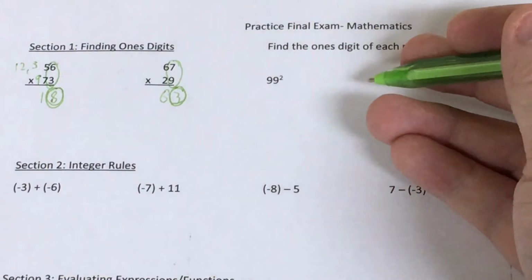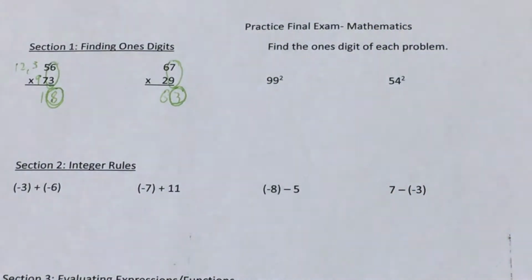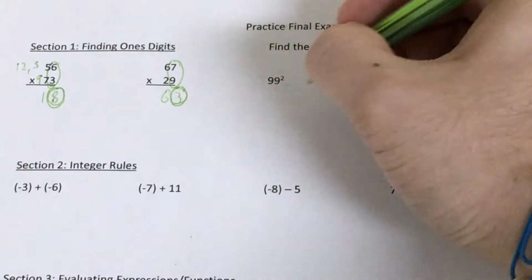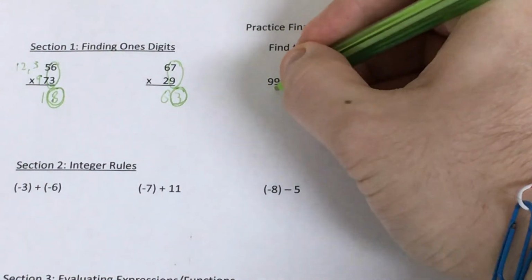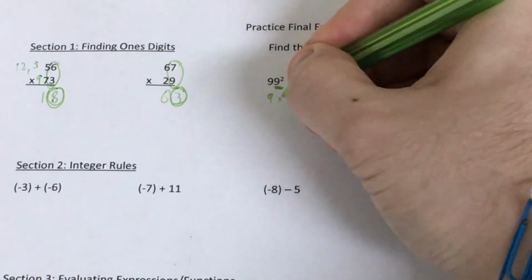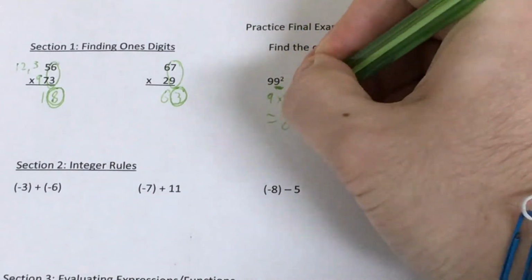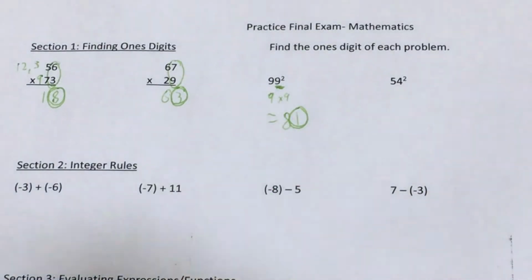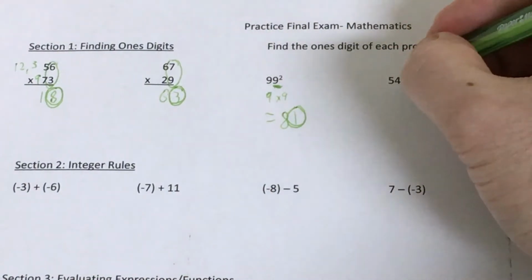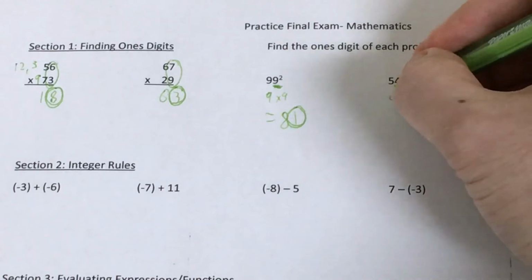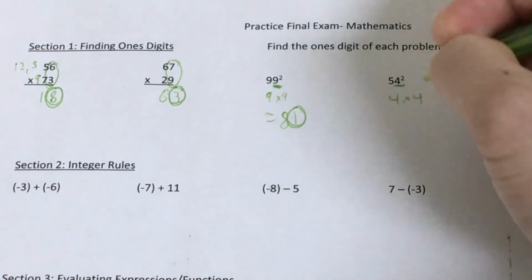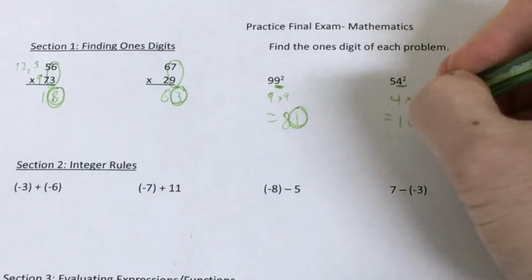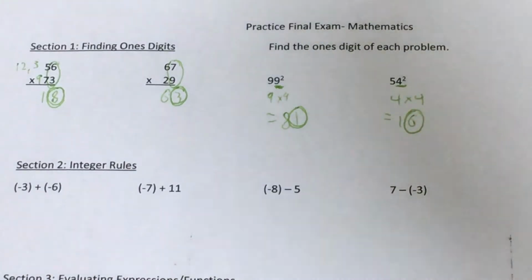Now for these two, when we deal with square numbers, for instance 99 squared or 54 squared, I'm going to take this ones digit and just worry about 9 squared, or 9 times 9. This gives me 81, and my ones digit is 1. And then for 54 squared, I am just worried about 4 squared, also known as 4 times 4, which gives me 16, which has a ones digit of 6.